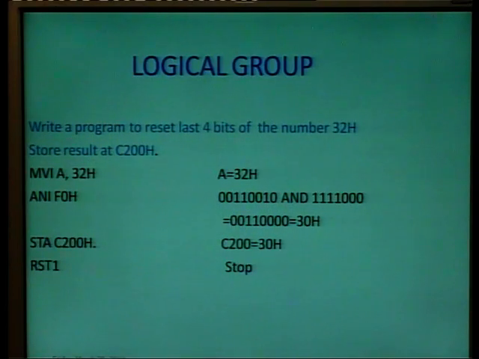This is an example program. Write a program to reset the last 4 bits of the number 3 to H and store the result. We can reset any bits of the given number by performing the logical AND operation. Example is given here, you can see, because we have to reset the last 4 bits, therefore we are using the last 4 bits as 0, and we are performing the AND operation with F0.